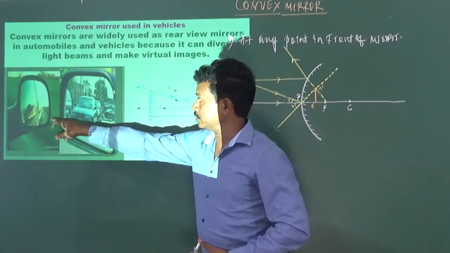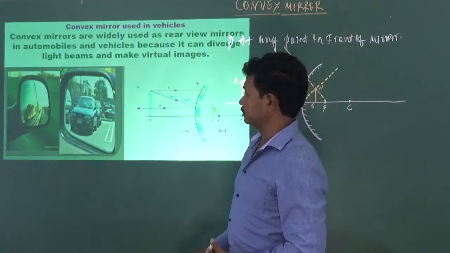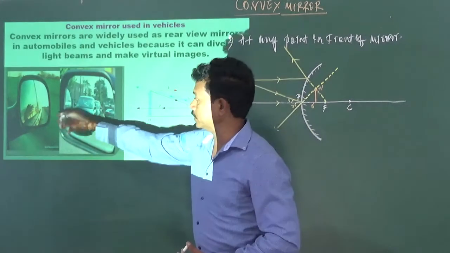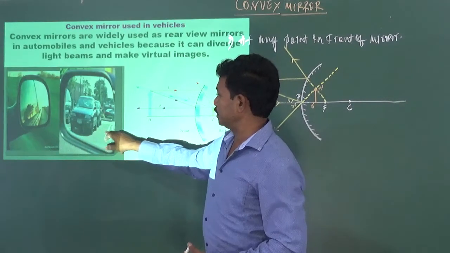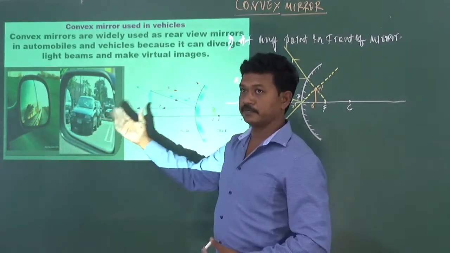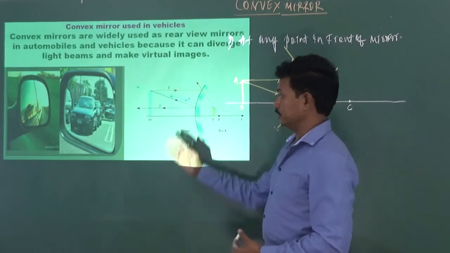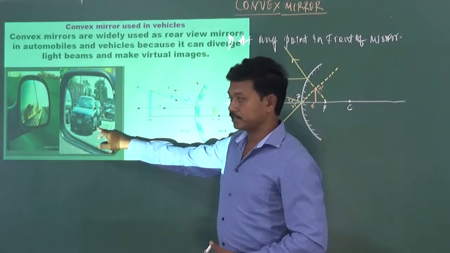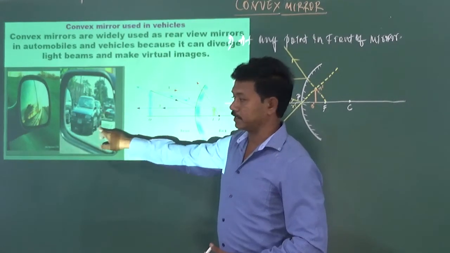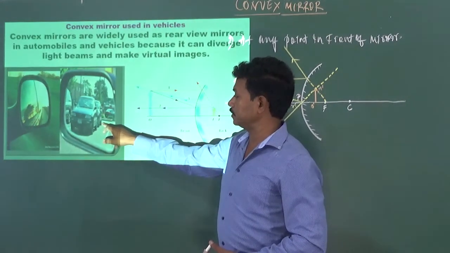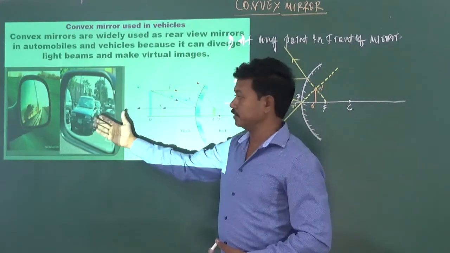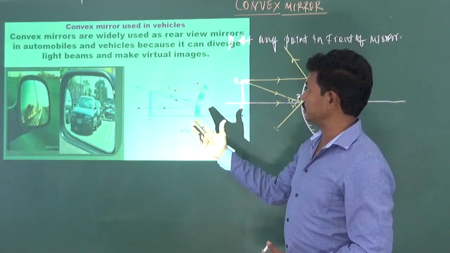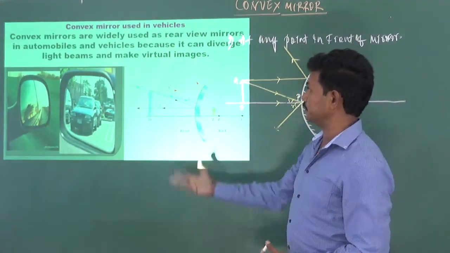You can see another rear view mirror there. The entire view of the road which is behind the vehicle can be seen in this. So in this it's very clear. You can see the cars or the traffic which is coming behind us. Here the images you can see are diminished, virtual and erect because the image is formed behind the mirror. So we can easily see the small size images of the objects.